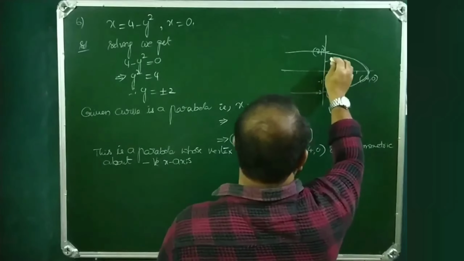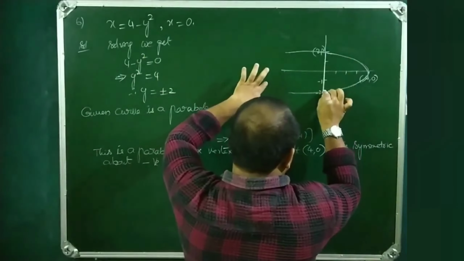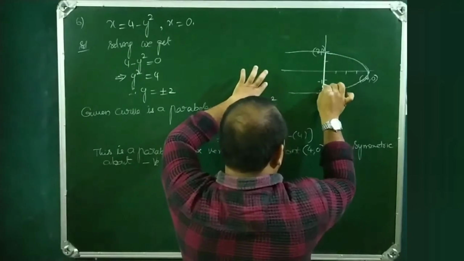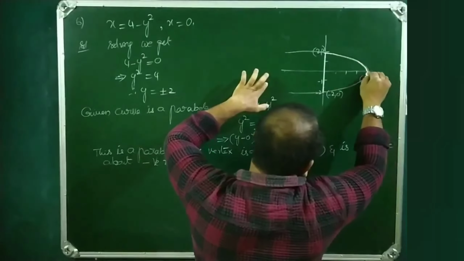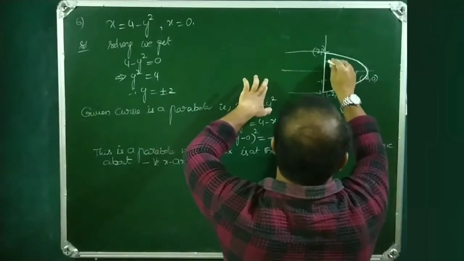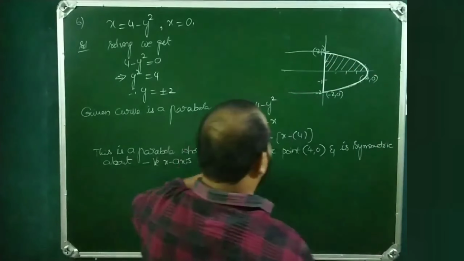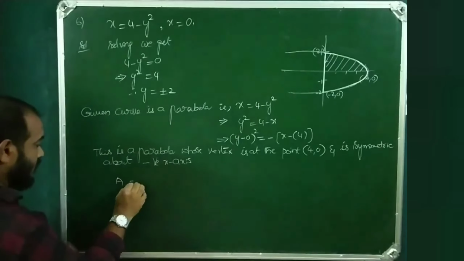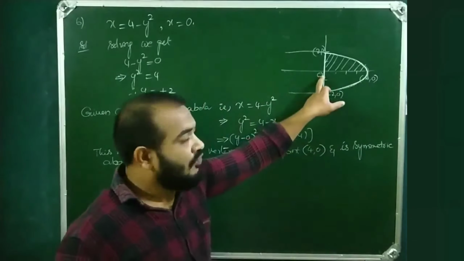Okay, so x equals 0 is the y-axis. So this is the y-axis and this is the parabola. So this area is what we are required to find out. So here the area equals, now with respect to the y-axis.